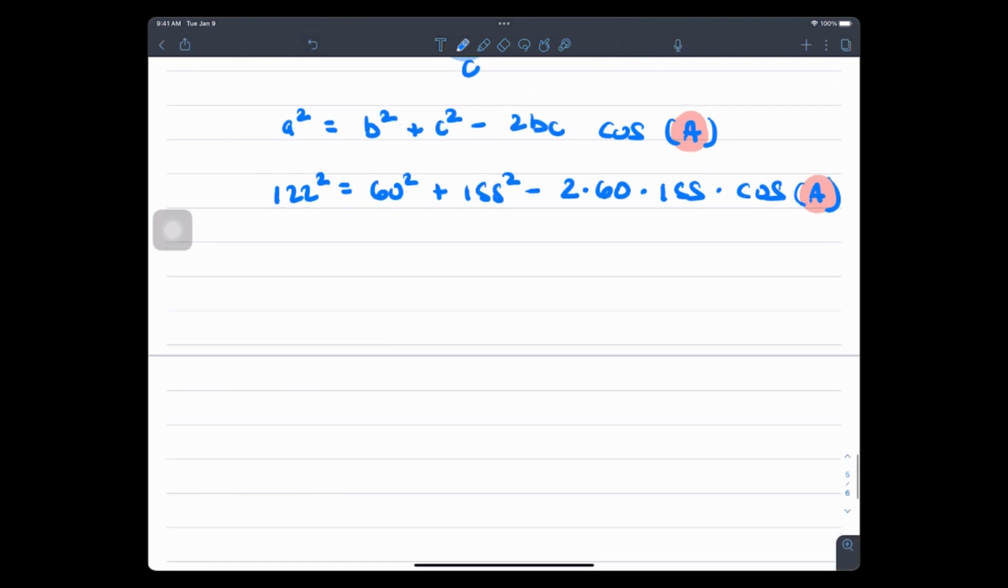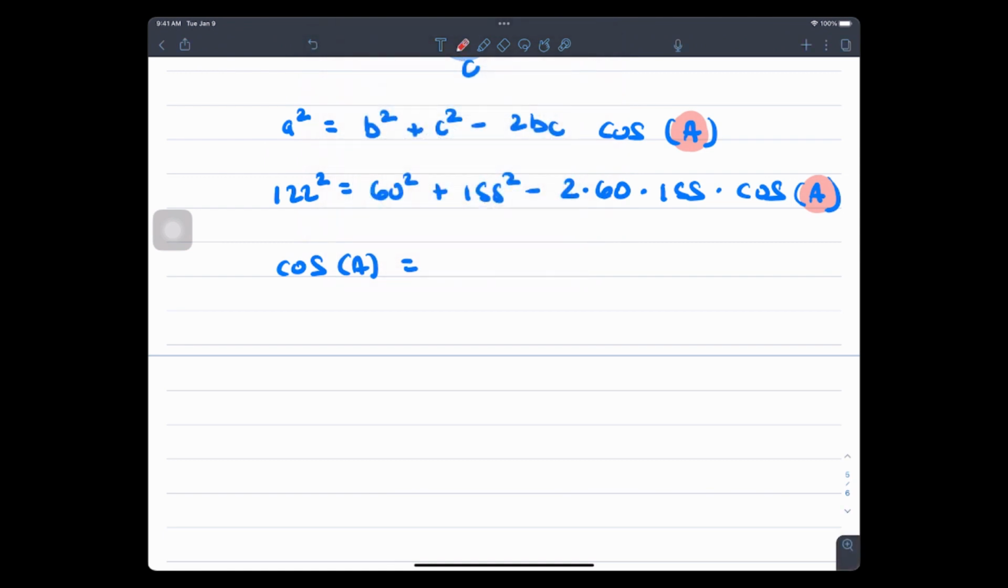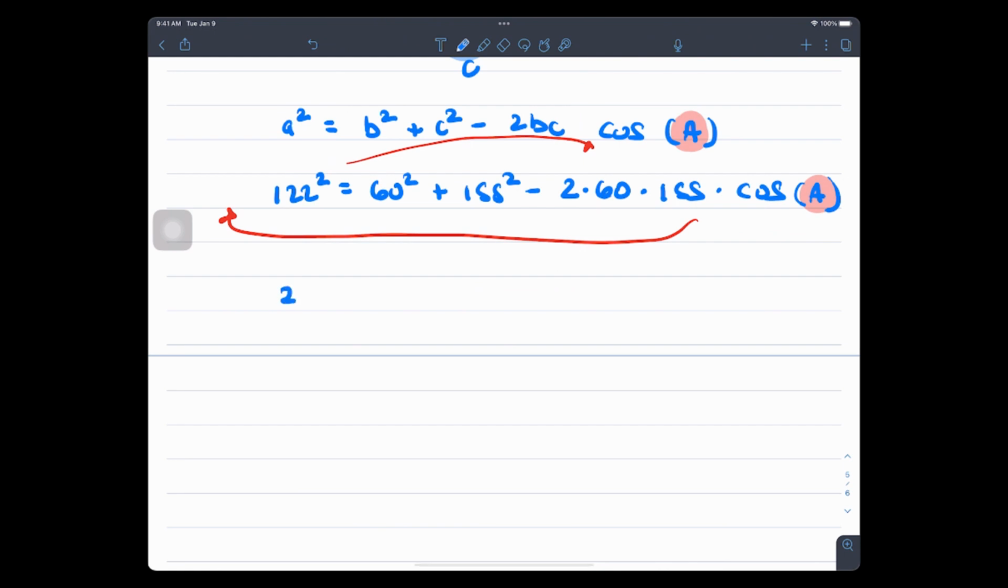Is that true? So what does that mean? That means cosine A, you're going to move that term. And if you move a term, what happens? It changes the signs. And move those two terms. But we forgot some information. If you move it across the equal sign, it's now the opposite sign. So negative becomes positive. Then you get 60 squared, 155 squared, minus 122 squared.